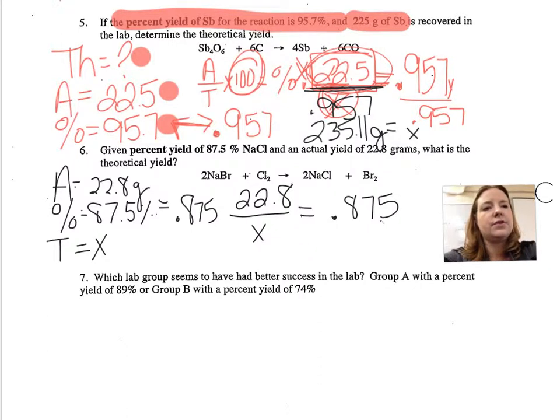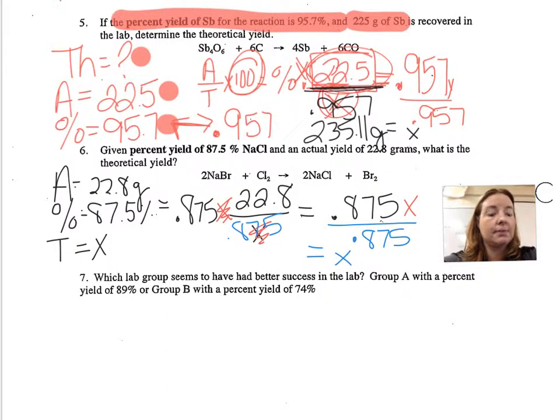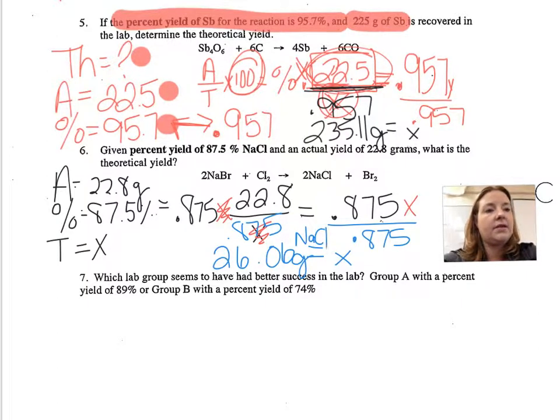Mathematically, I'm going to first multiply both sides by x so that my x on this side cancels out. Now I'm left with 22.8 equals 0.875x. I need to solve for x, so I'm going to divide both sides by 0.875. And then I can go ahead and solve for my x, put 22.8 divided by 0.875 into my calculator, and x should equal 26.06 grams of NaCl. That's my theoretical. Number 7, the one that has the greater success, is the one with the better percentage, so that would be group A.